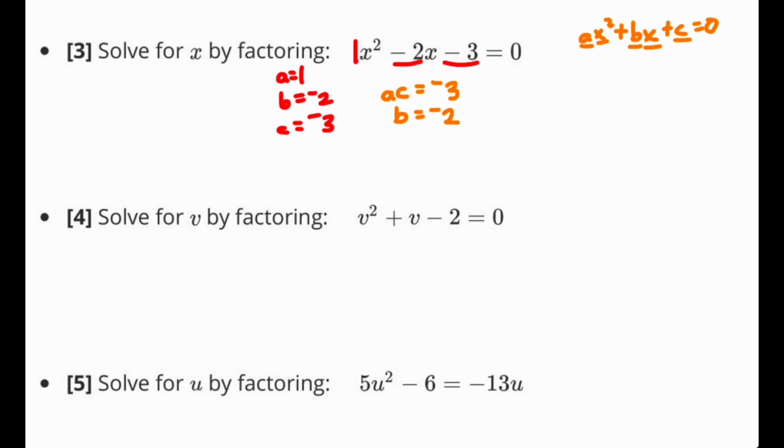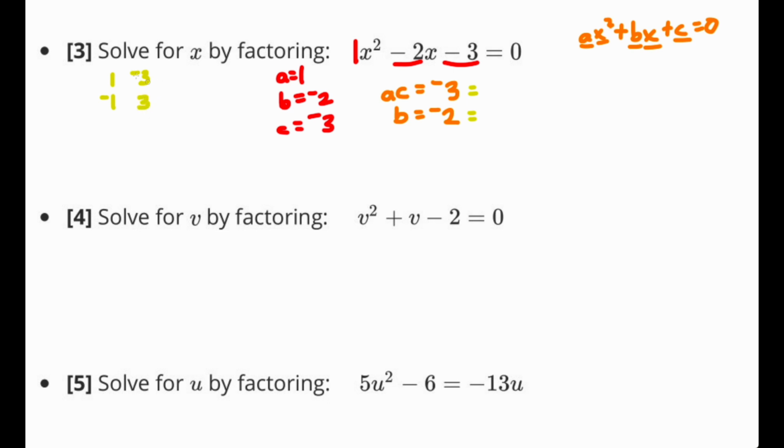And what we're going to do next is figure out two numbers that multiply to AC and add to B. Okay? So you'd have to think of two numbers that multiply to AC, so that multiply to -3. Well, that's 1 and -3 and -1 and +3.